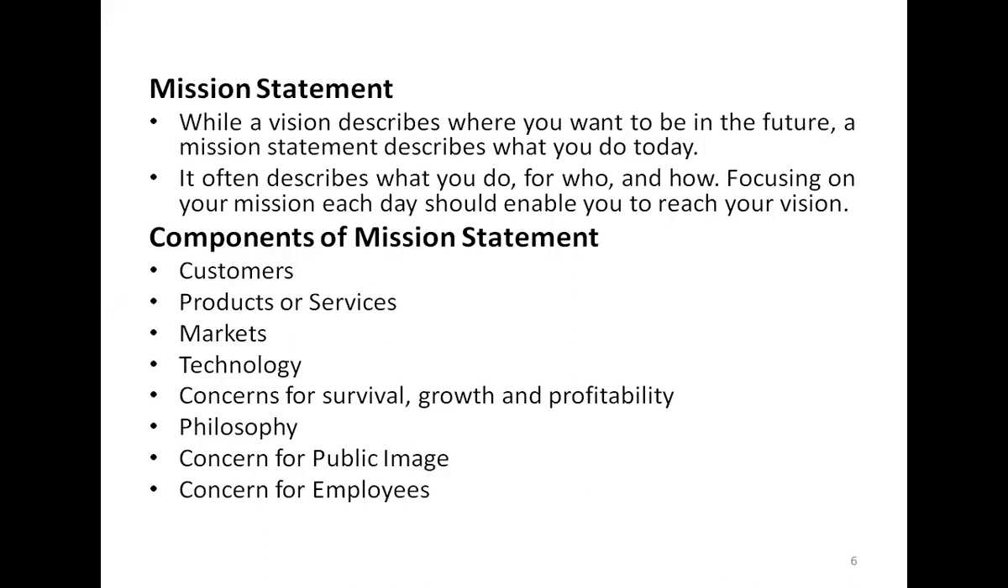Okay, it often describes what you do, for whom and how, focusing on your mission. One day you should be able to reach your vision. Actually, the mission statement helps you in achieving your vision. Whatsoever you are doing today is actually your mission, but whatever steps are being taken today have their impact on the vision, or on your achievement, which will be done in the long run.